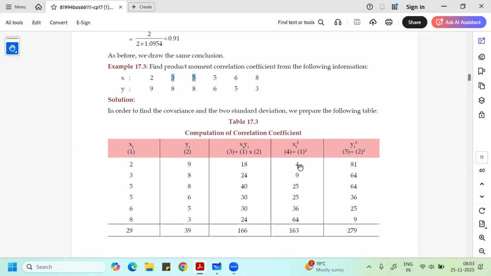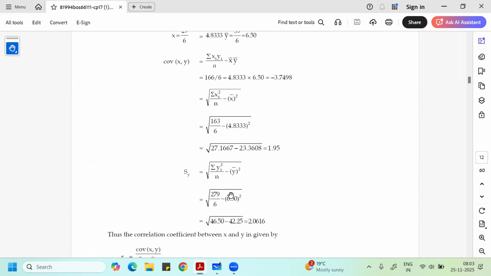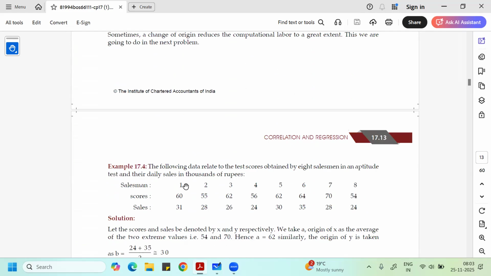Then do the square of x, and the sum of that is 163. Then do the square of y, and the sum is 279. Just insert everything into the formula. You will get the answer as minus 0.93, negatively correlated.